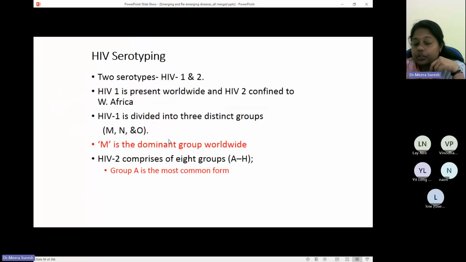Then the serotyping of HIV, as we already saw, there is HIV type 1 and 2. HIV-1 is present worldwide, whereas HIV-2 is confined to West Africa. HIV-1 is divided into three distinct groups, M, N, and O, out of which M is the dominant group. And HIV-2 comprises 8 groups, A to H, and group A is the most common form. However, HIV-2, as mentioned earlier, is confined to West Africa.